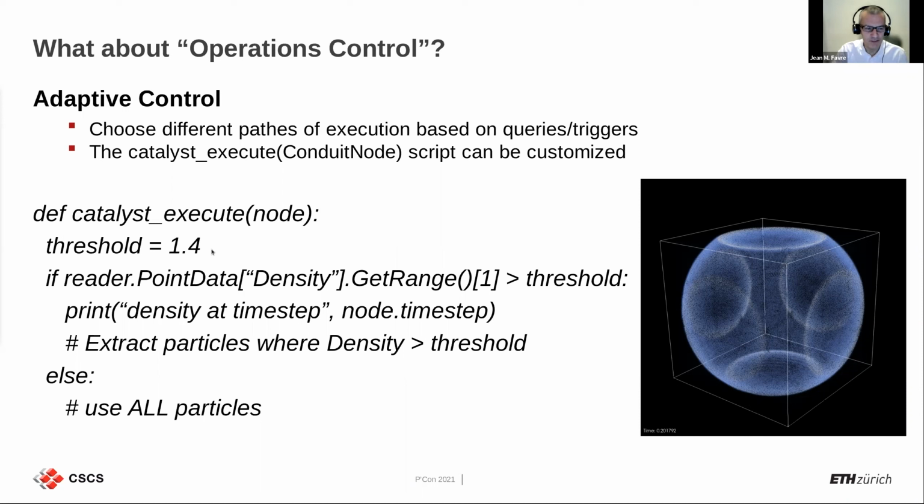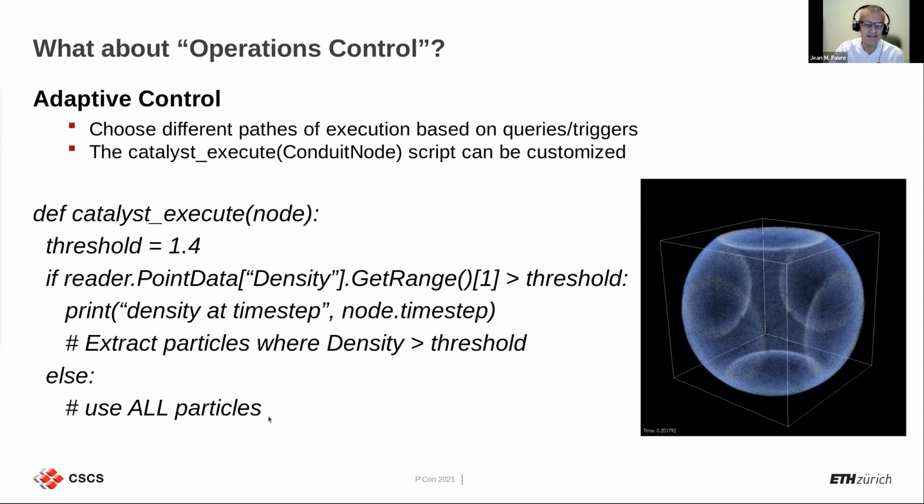And given a particular threshold, which was set at 1.4 for this example, I do my query. If the range of data for the density scalar field of my data producer is greater than the threshold, then I extract the particles where density is greater. Else, I use all particles. So this is what I did.